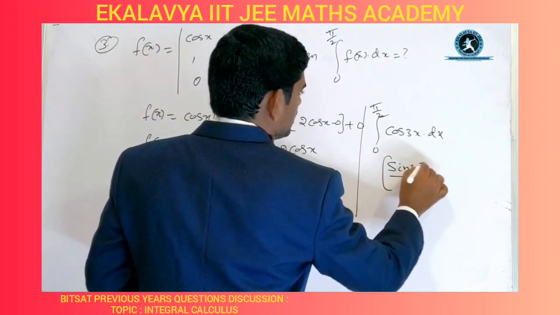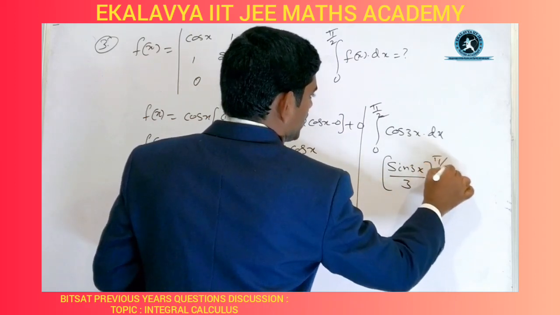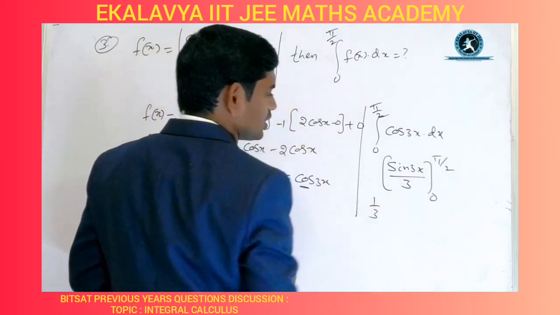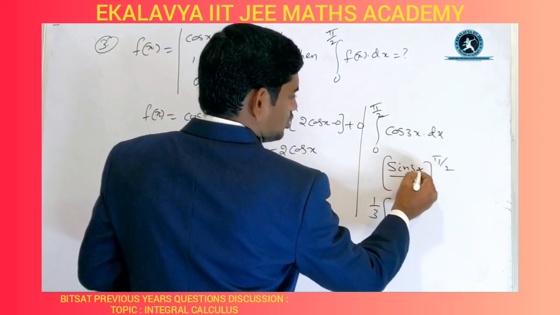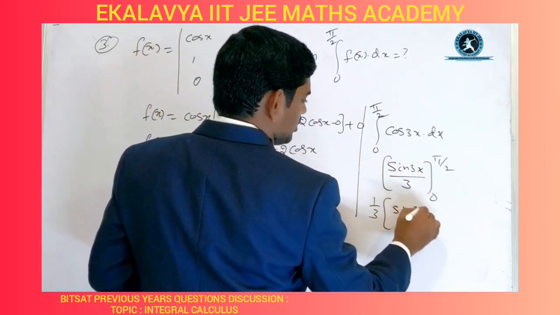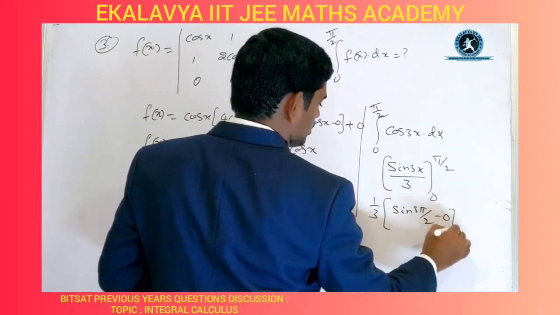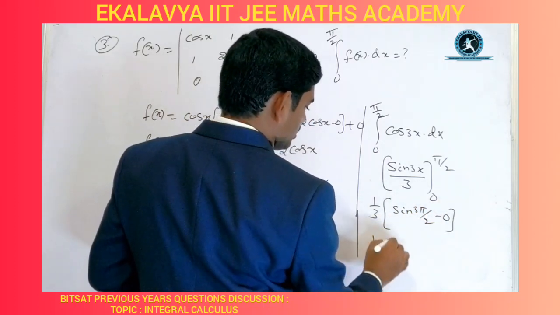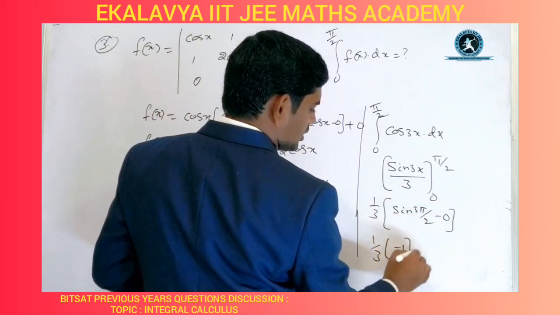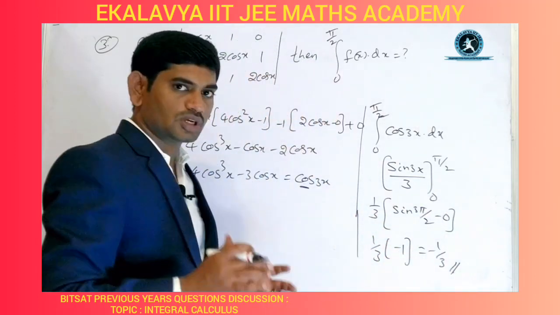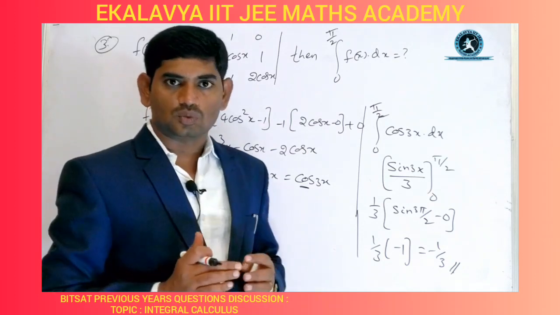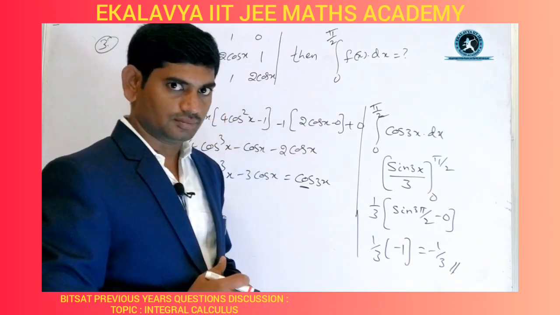Now integration of cos 3x is sin 3x upon 3, with the limits 0 to pi by 2. Now 1 by 3 is a constant, so I am taking it outside. Then if we substitute pi by 2, we get sin 3 pi by 2 minus 0. So 1 by 3 into sin 3 pi by 2, which is minus 1, is equal to minus 1 by 3. So the correct answer is minus 1 by 3.